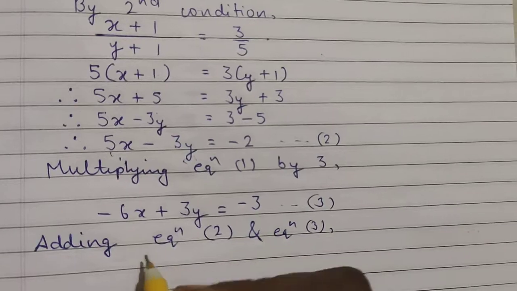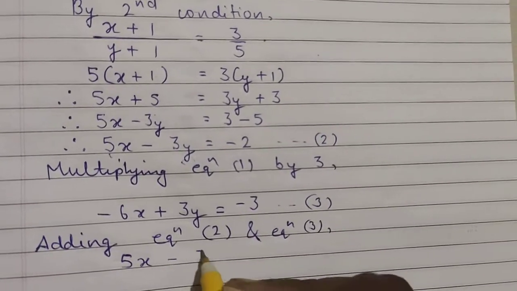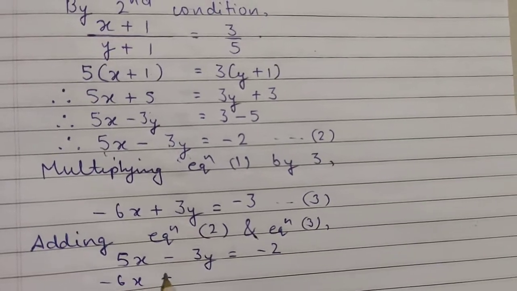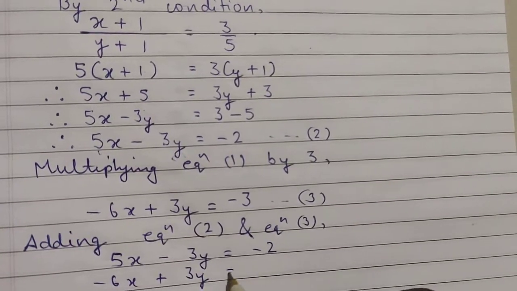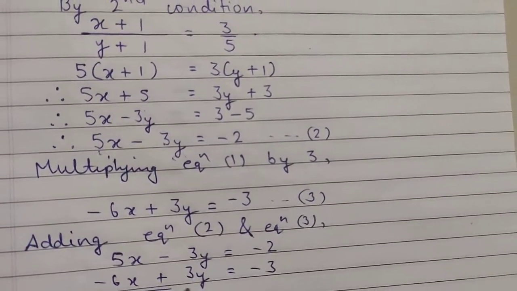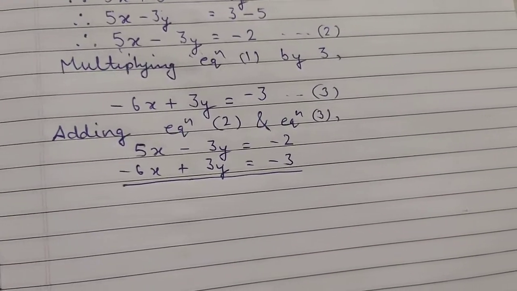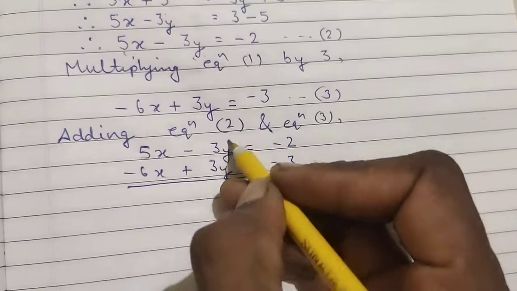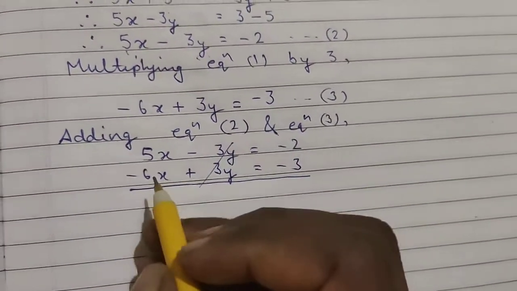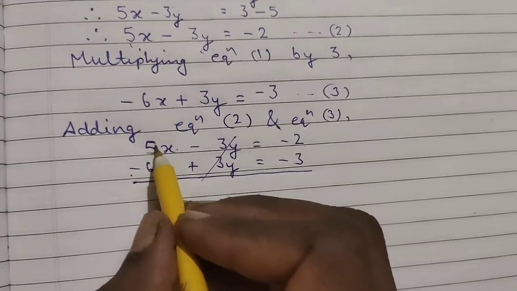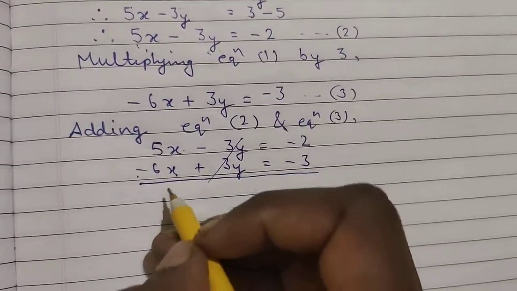Now write equation number 2 and 3 first. So I am writing 2 here, and here equation number 3. Now you have to add them. So let us add these equations. 3y minus 3y gets cancelled. Now see here, this is 5x and this is minus 6x. So 5 minus 6 will give you minus 1.